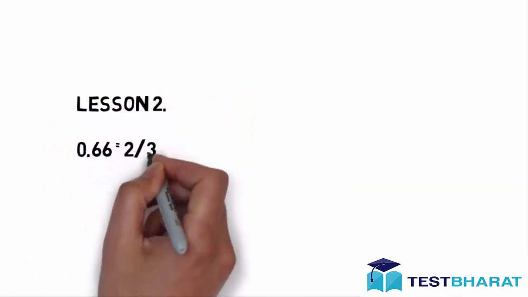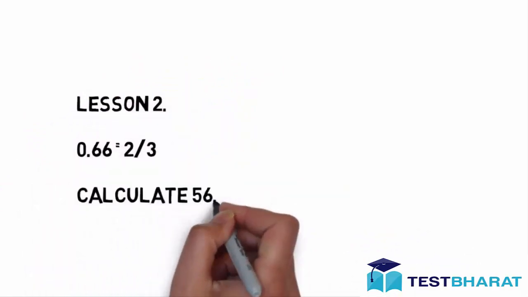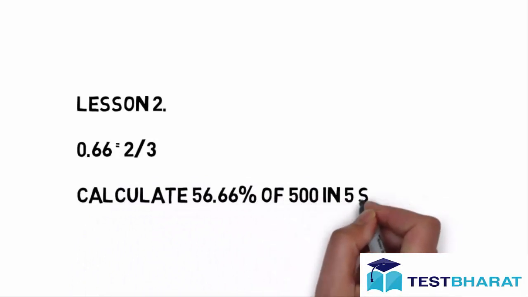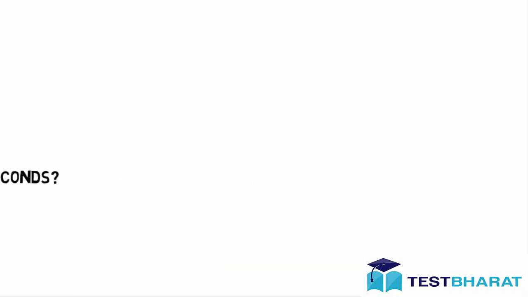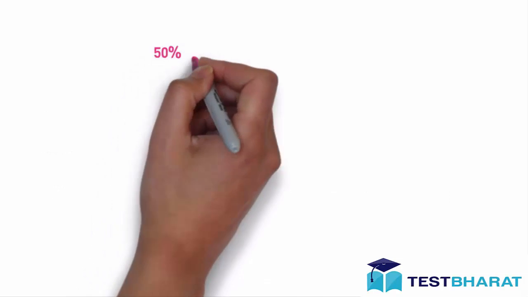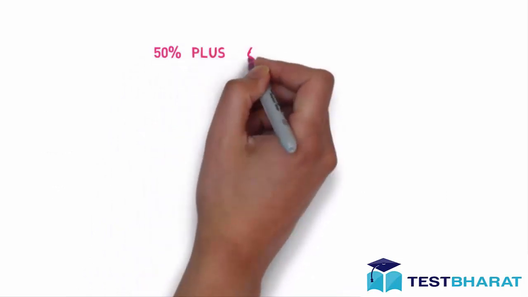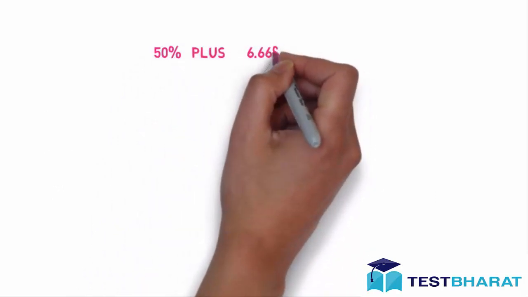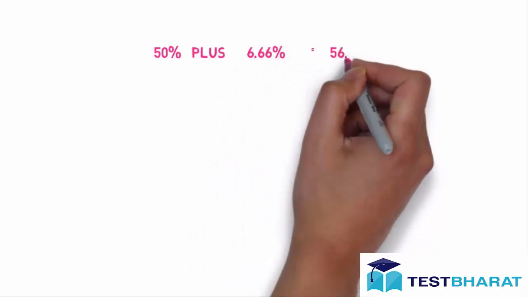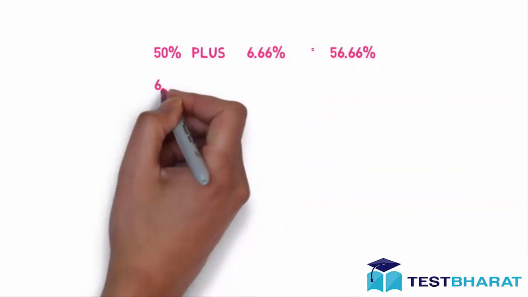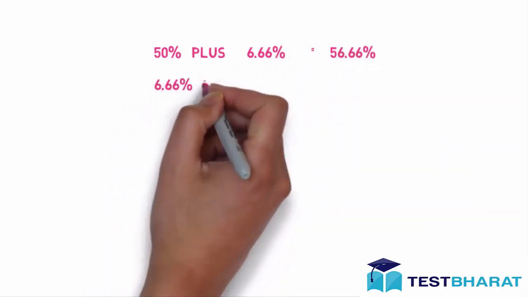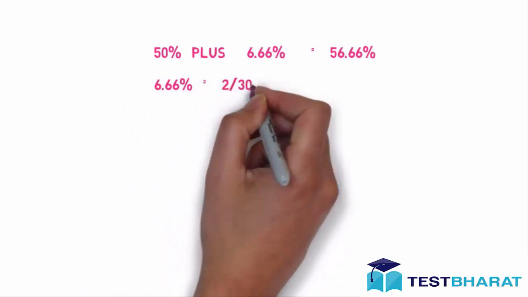Lesson number 2. We can use fractions. 0.66 is equal to 2 by 3. Now we will use this fraction to calculate 56.66% of 500. Similarly, we can break 56.66% into 50 plus 6.66. 6.66% will be 2 by 30.